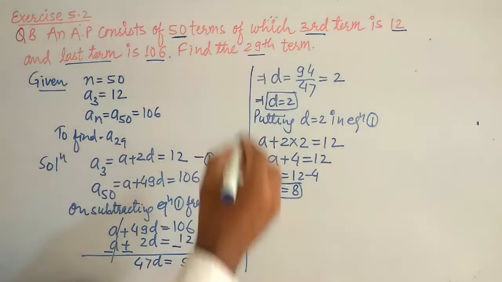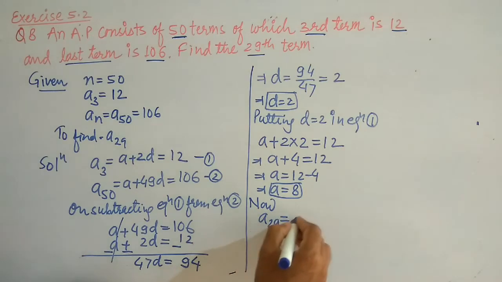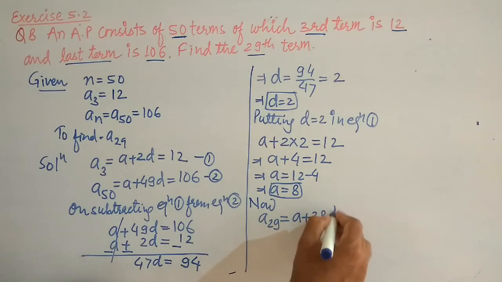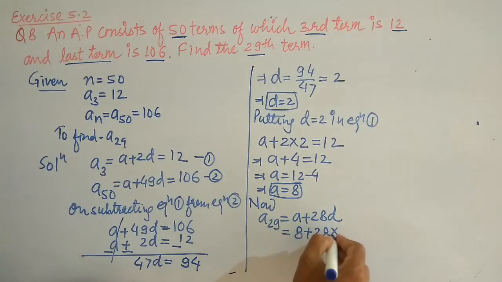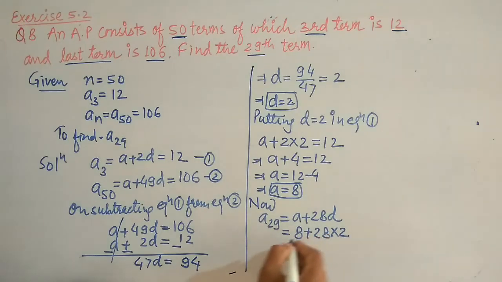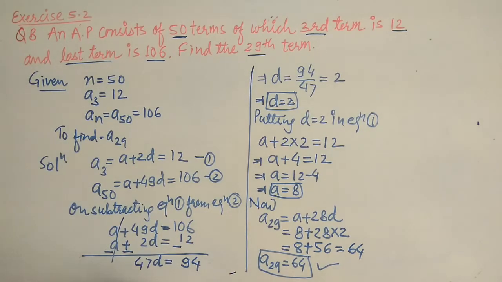We have to find out now the 29th term. So now the 29th term will be what? A plus 28D. A is what? 8 plus 28 into D. D is what? 2. So it is 8 plus 28 into 2 that is 56, and 56 plus 8 is 64. So the 29th term of this AP will be what? 64 will be our answer.